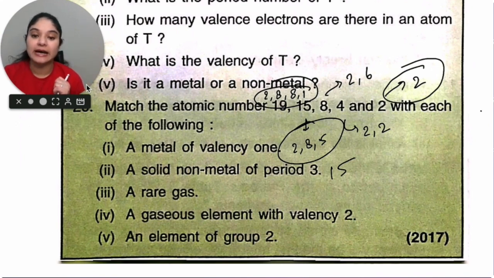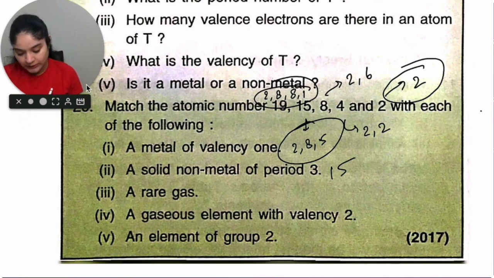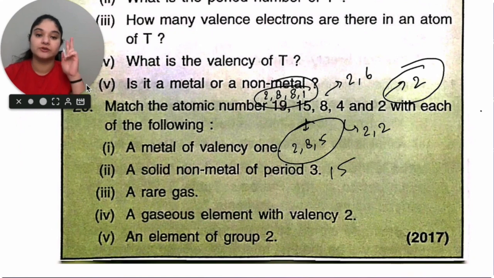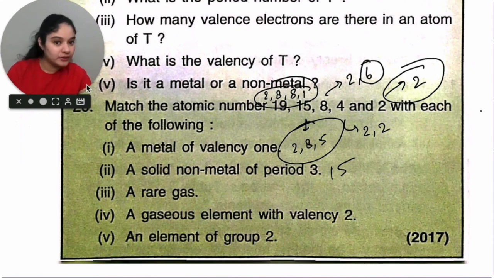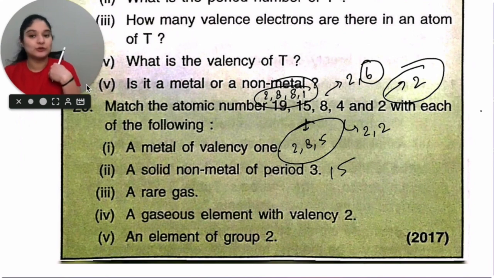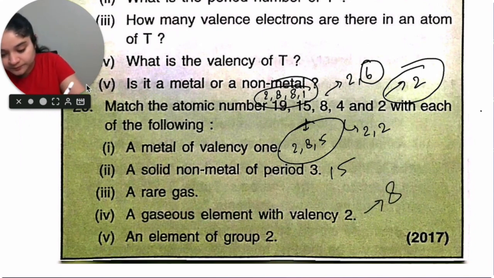The next is a gaseous element with valency 2. When we talk about 2, 6, that is your correct answer, because we're talking about oxygen. Why valency 2? Because you have 6 in the outermost shell. It needs to be 8. So it has 2 electrons that it can accept to attain a stable electronic configuration. So 2, 6 is your answer. So your answer is 8 for this one.